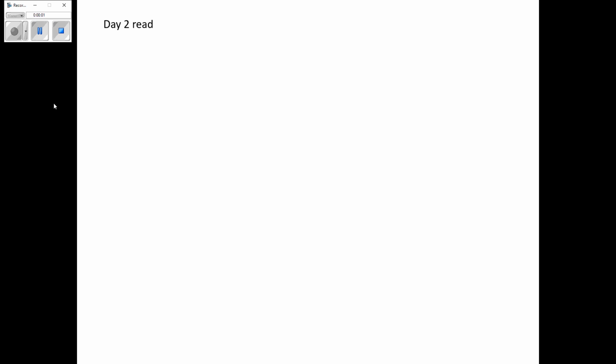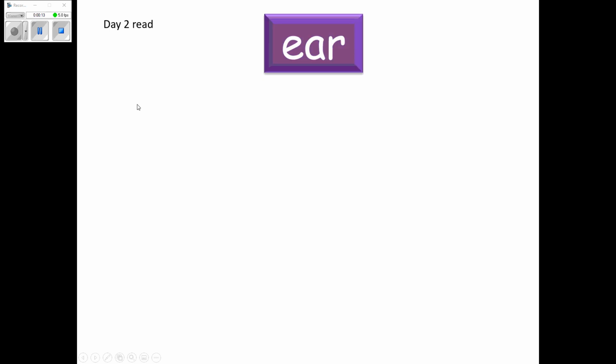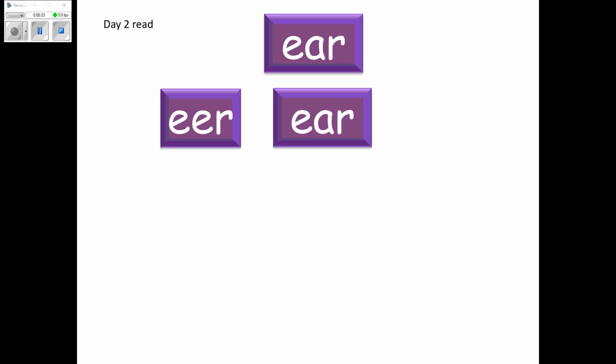Good morning, year one. Today we're going to be looking at revising the ear sound from last week. So let's have a look at the graphic, the original phoneme, ear, and now we're going to have a look at the different graphemes of how it's represented. So the first one is ear, the second one, ear, and the third one is ear.